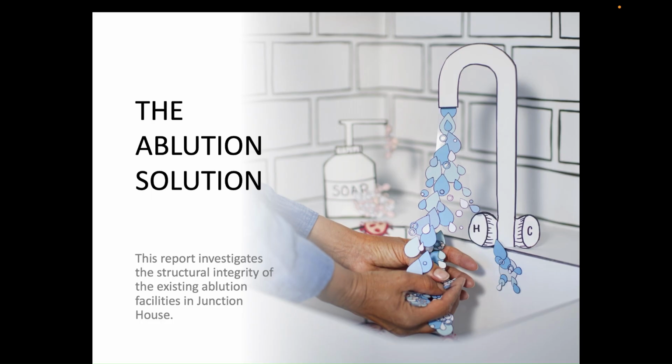Investigates, there's your conceptual verb, and your subject is, of course, Junction House and ablution facilities. It does have a mini scope. Junction House is a place, and it does have a conceptual verb, and it leads toward hypotheses. The structural integrity is good, it's not good, it has elements of good, elements of bad. All kinds of hypotheses are springing out of that purpose statement.